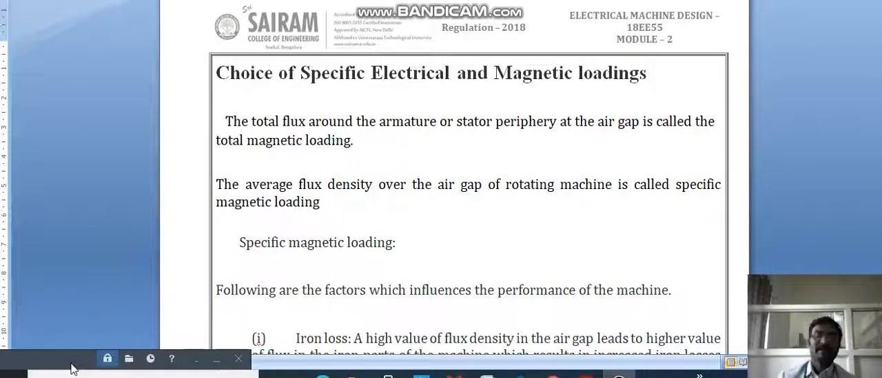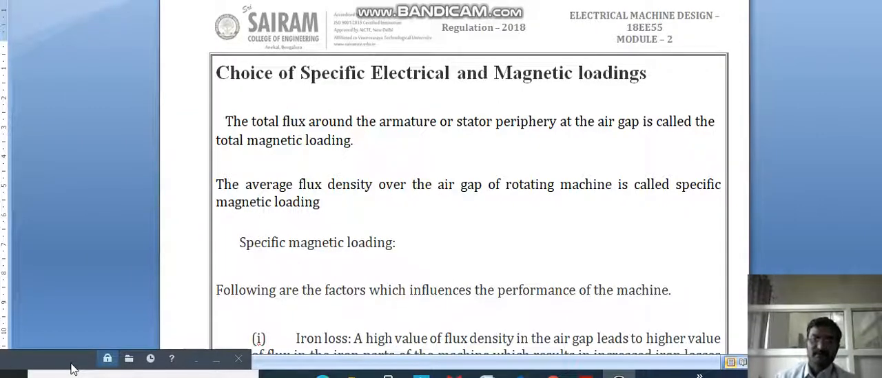So total magnetic loading is nothing but the magnetic property present over the armature. The second one: the average flux density over the air gap of a rotating machine is called the specific magnetic loading, B equals pi by pi D L. This is the average flux density in a particular area.